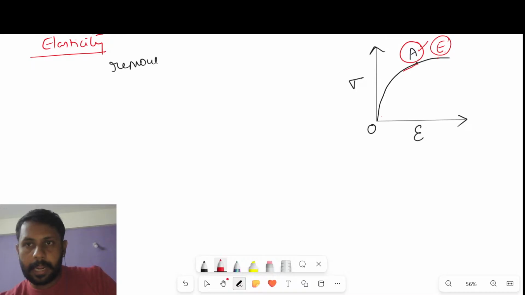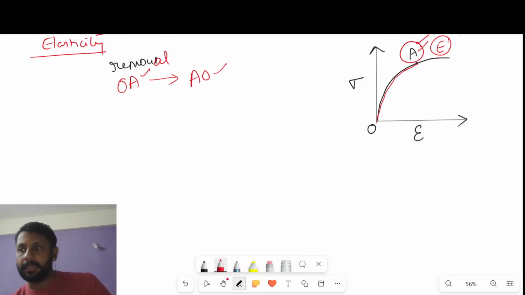Look at the red line, the graph will trace the same shape. It will come back to O again after removal of load. Because you are loading the material within the elastic limit, after removal of load it is tracing back to the same shape. It went OA, and again returned AO. So this is called elasticity.